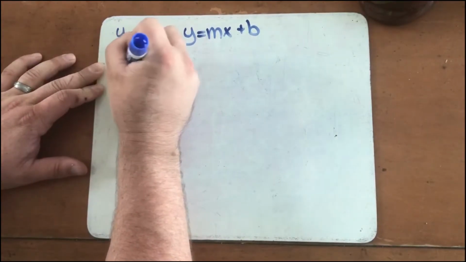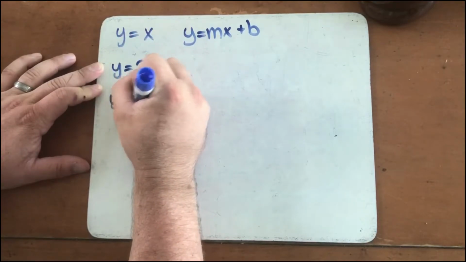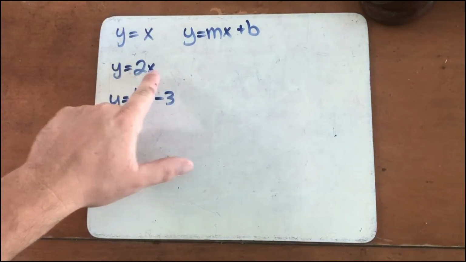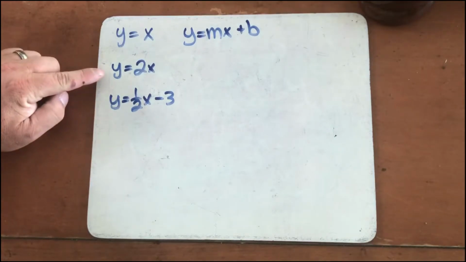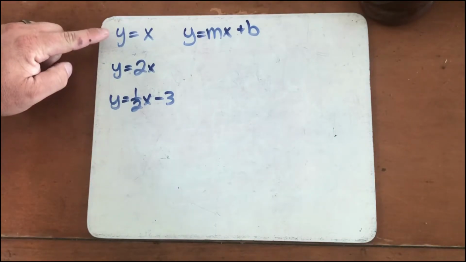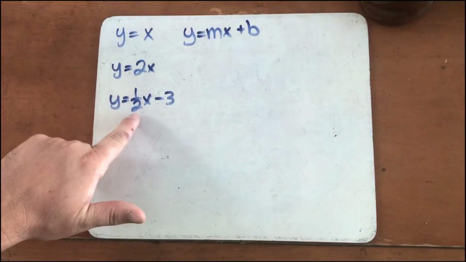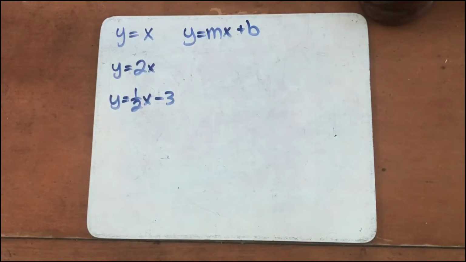There's a couple ways we could see this. We could have y equals 2x, y equals 1/2 x minus 3. But notice that y equals something x. X still only has a power of 1, so that means its parent function is y equals x. We also have this one. X has a power of 1, so its parent function is still y equals x.